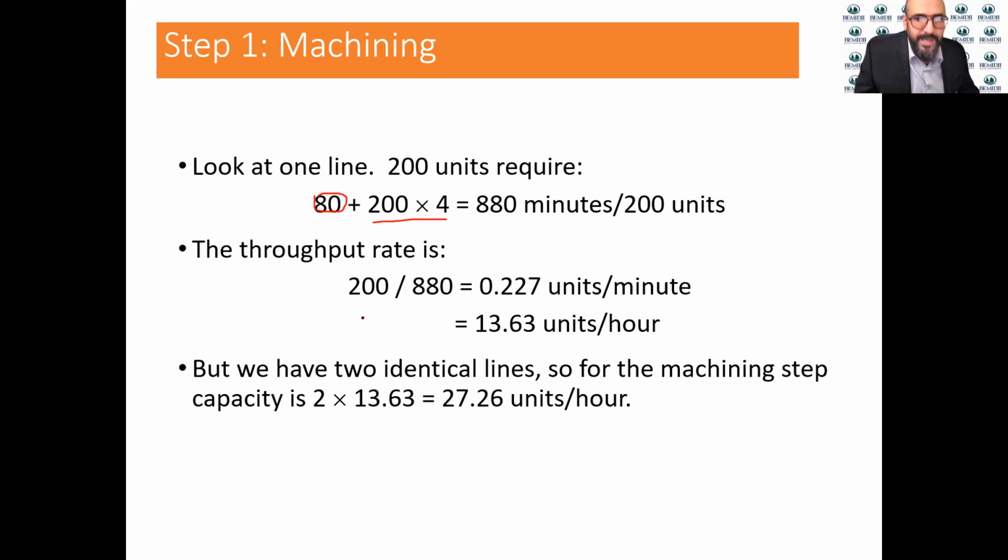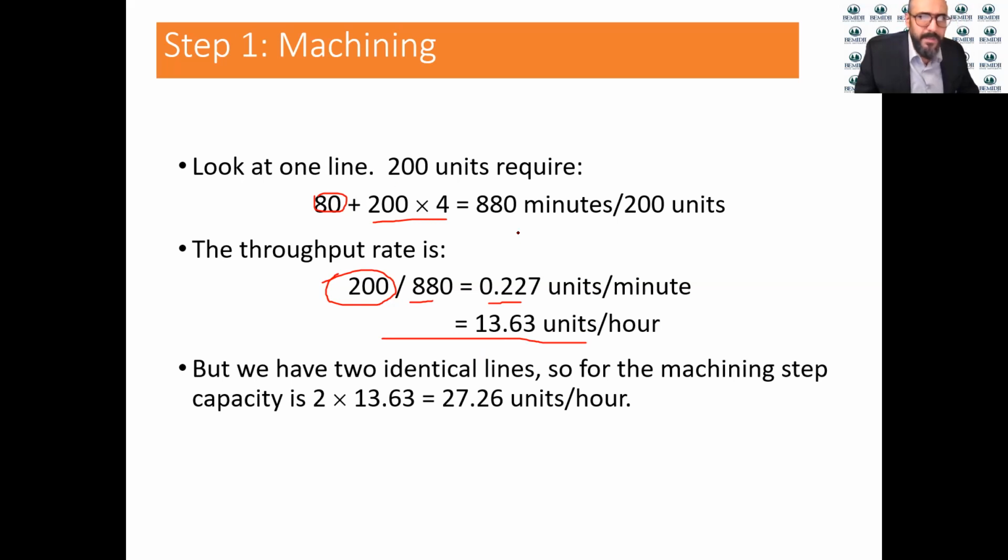Now this is a totally separate calculation. If we need the throughput rate, we need to find out how many units per minute we produce. You divide the 200 units by the total time that you need. That would be 0.227 units per minute, or 13.63 units per hour.